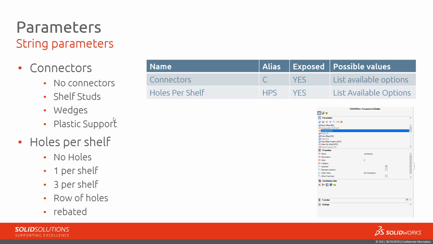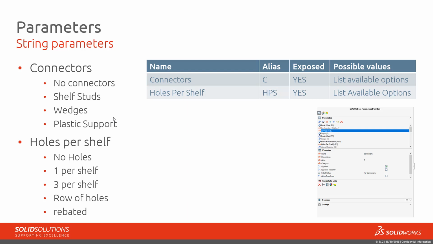So what you'll see here is the string parameters. Okay, so what we've got here is 2 options. We've got the connectors and we've got the holes per shelves. So by specifying on drop-down menus what type of connectors we want, we've defined these as string parameters. Now you'll see the aliases aligned in the table there to denote what the parameter is labelled as inside the coding that we write in the background.